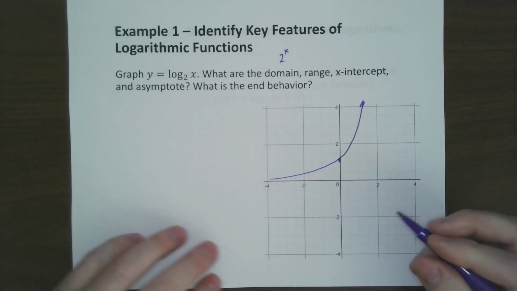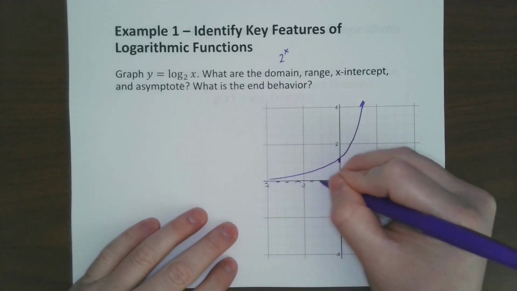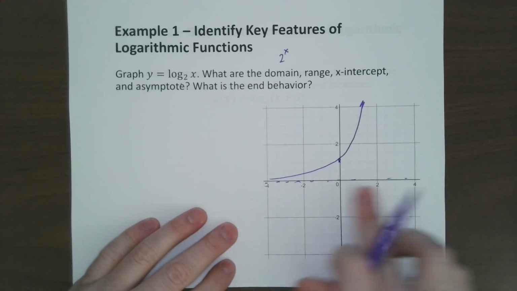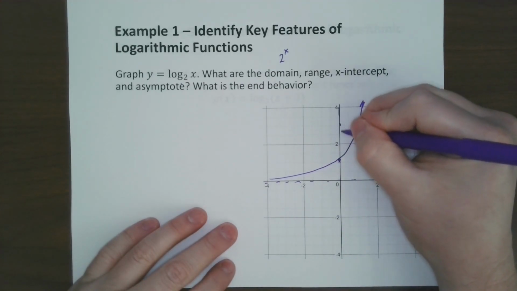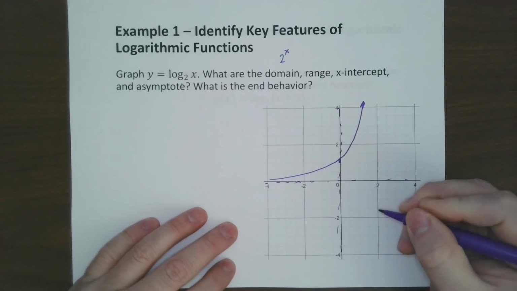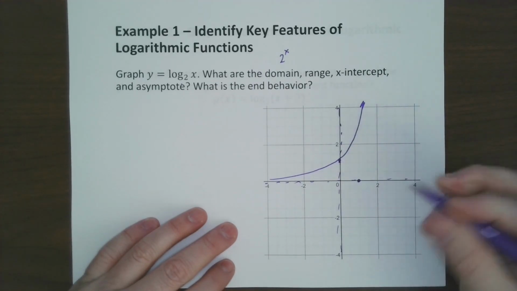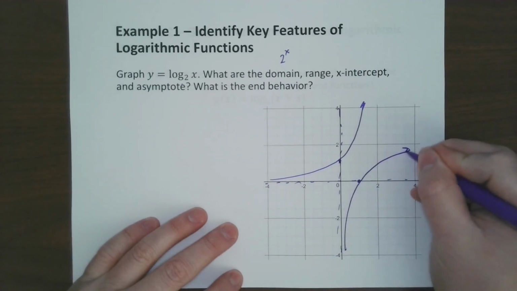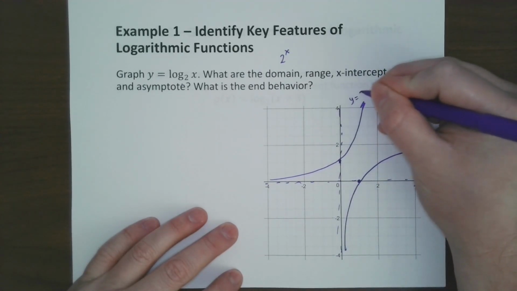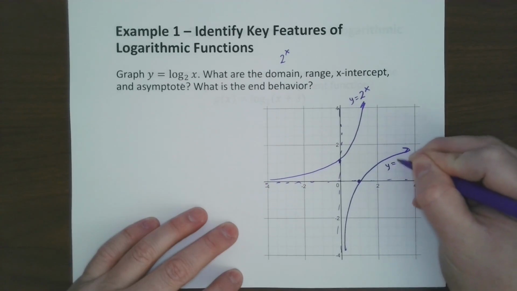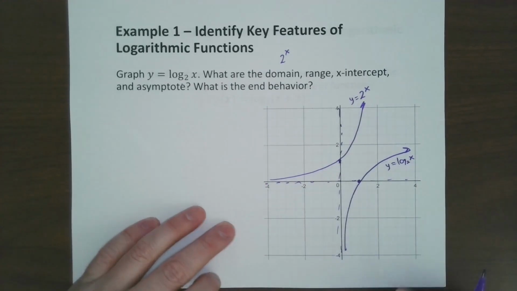So when we talk about the log, because this one has a horizontal asymptote that's the x-axis, that means the vertical asymptote for the log will be the y-axis. And then basically, instead of being on the y-axis, it's going to be on the x. So it's going to look like that. So this is your y equals 2 to the x. This is your y equals log base 2 of x.